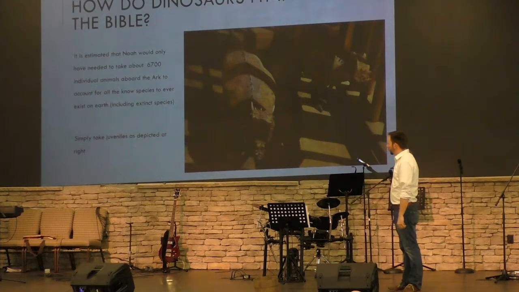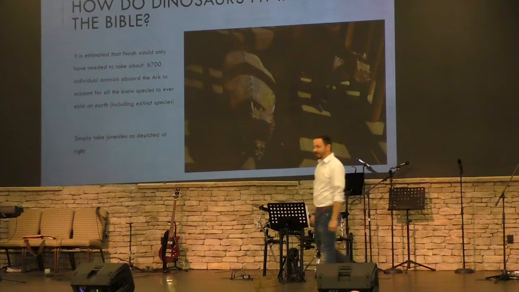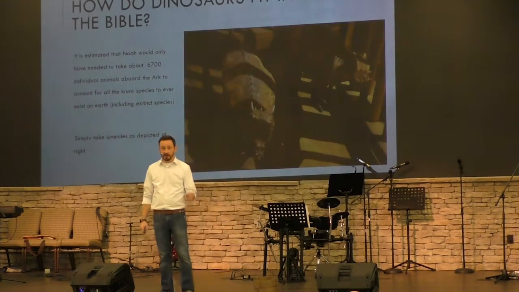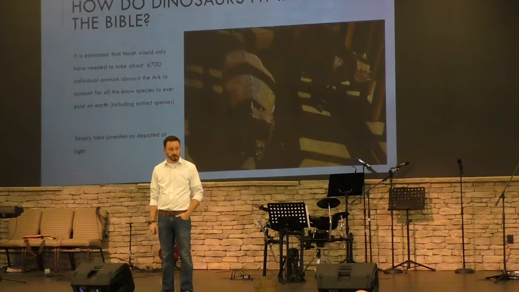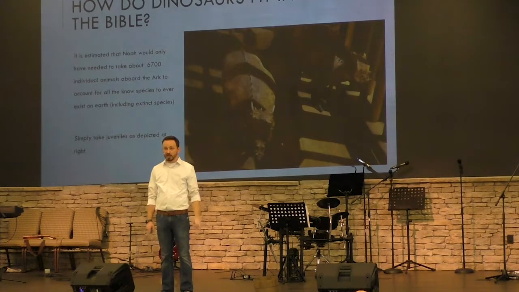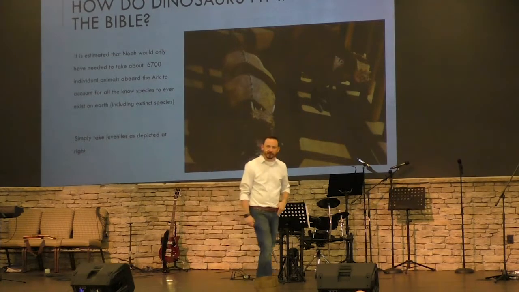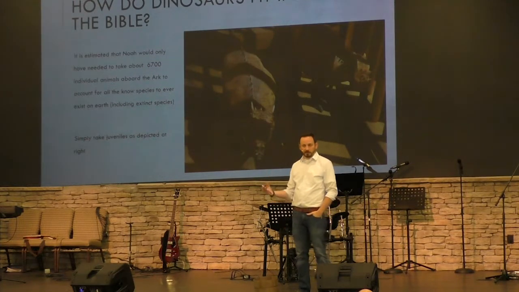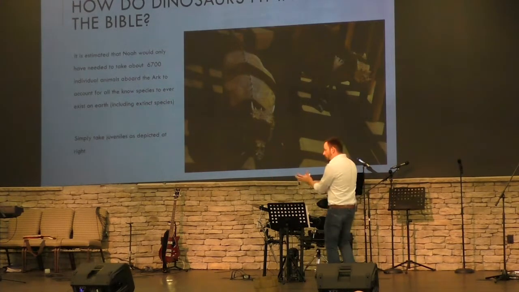It's estimated Noah would have only needed to take about 6,700 animals on the ark. That includes all the extinct species. Because you don't need 2 bulldogs and 2 bull mastiffs and 2 wolves and 2 chihuahuas. You take 2 dogs. Because the Bible says he took animals in their kind. 2 cats, 2 dogs, 2 chickens, 2 brontosauruses. That's all you need. Some critters he took more of. Read Genesis. It's in there. But he only needed those couple of critters for each one, and he only needed one of a kind.